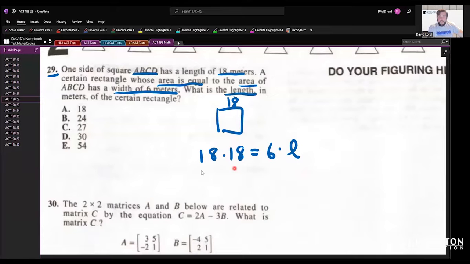So I'm going to divide both sides by 6. You might have accidentally divided both numbers by 6, but you only want to divide one of them. So 18 divided by 6 leaves 3. So that means the length is equal to 54. And the answer is E.